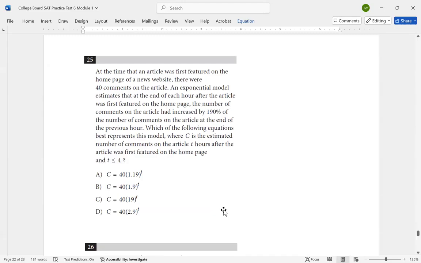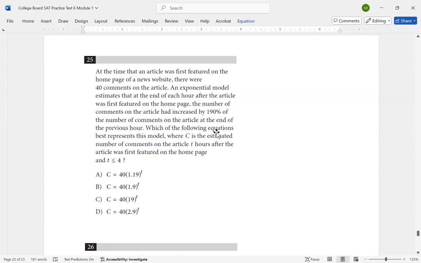Problem 25. At the time that an article was first featured on the homepage of a news website, there were 40 comments on the article. An exponential model estimates that at the end of each hour after the article was first featured on the homepage, the number of comments on the article has increased by 190% of the number of comments on the article at the end of the previous hour.